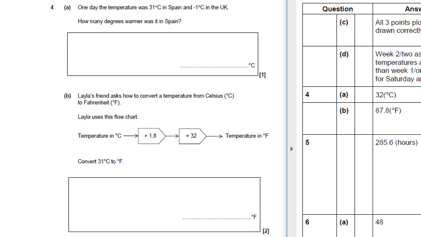One day the temperature was 31 degrees in Spain and -1 degrees in the UK. How many degrees warmer? If you think about 31, what we're doing is range, which is a takeaway, but 31 takeaway -1, those two takeaways become a plus, it's 32. That's one way of thinking about it. Or I think about a thermometer. If I think, well, -1, I've got to go up 31 to get to 0, and then I go up 1 more, so I've got 32.